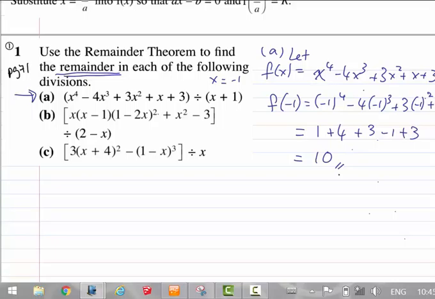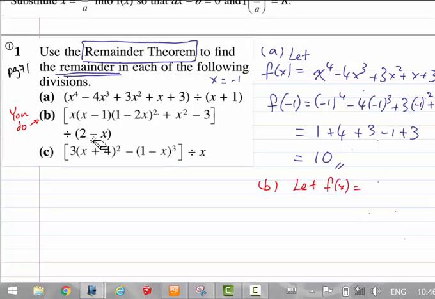Now it is your turn to use remainder theorem to find part B. So for part B, we want to divide f of x by 2 minus x. So we want to make the divisor 0. 2 minus x is 0, so x is 2.